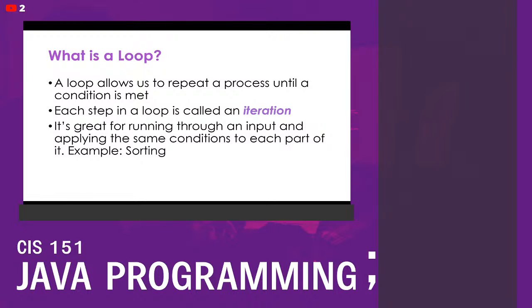There's no real need to get too deep into terminology here. There are significant differences between a recursive process and an iterative process, but for our purposes, we don't really need to worry about them. We can just keep pushing right on through. A loop is great for running through an input and applying the same conditions to each part of it. Like if we're going to do a sort, which might be something we do next week, we might look at sorting different values. Might be kind of interesting.